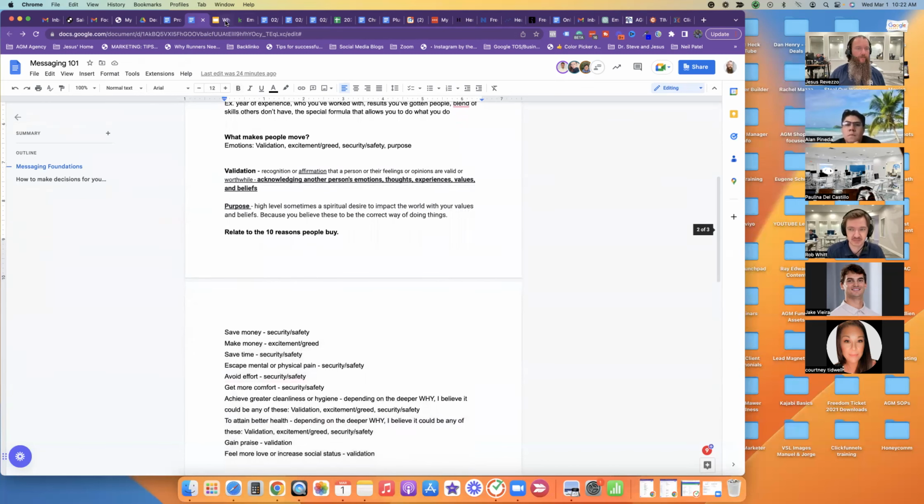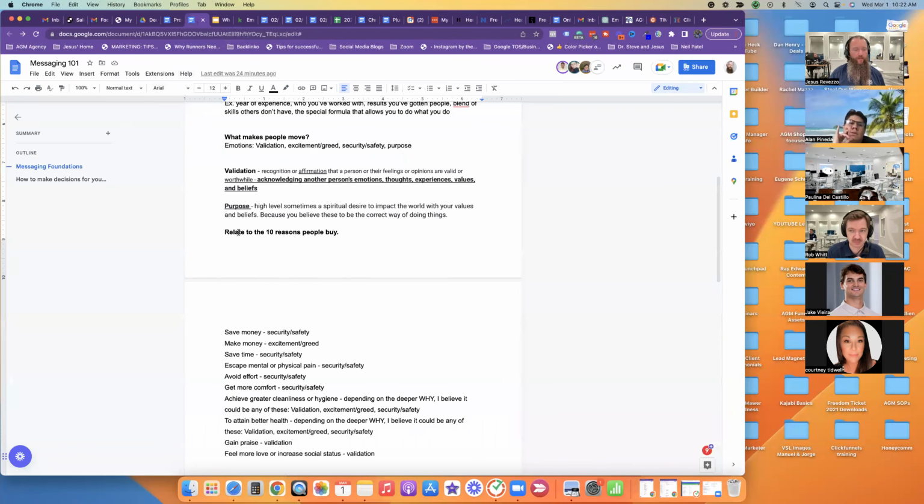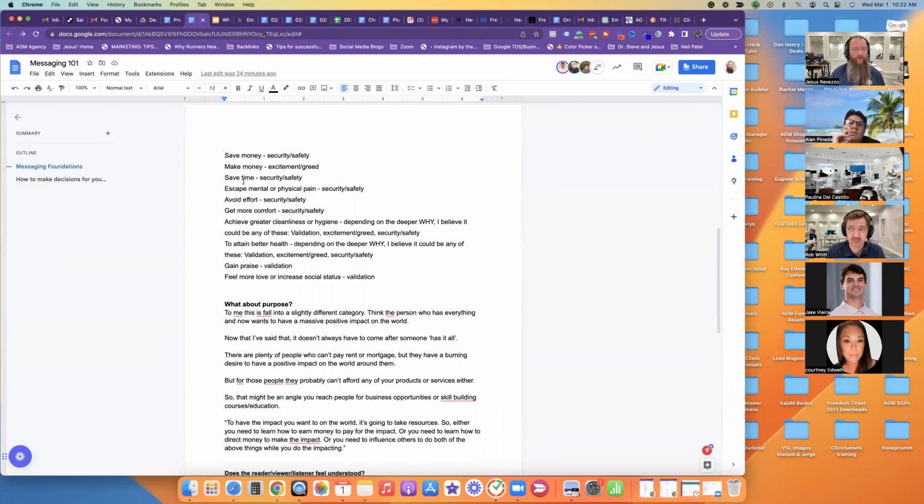And I have that on one of these too, right? These motivations or emotions are based around these four things usually: validation, excitement, security, or purpose. I remember we talked about this once before, and that's why I had this category here. These are: save money, make money, save time, escape mental or physical pain, avoid effort, get more comfort, achieve greater cleanliness or hygiene, attain better health, gain praise or feel more love, and increase social status. That's the classic 10 reasons people buy that we've talked about over multiple times for years.